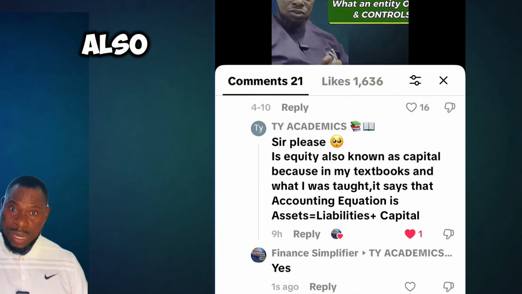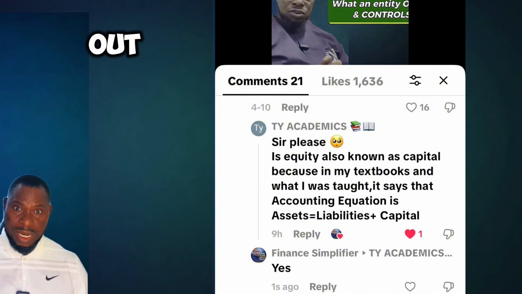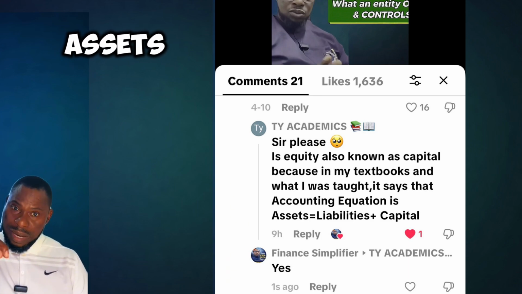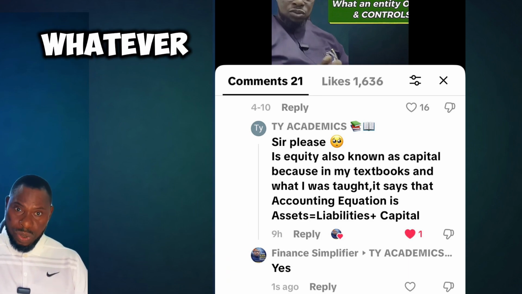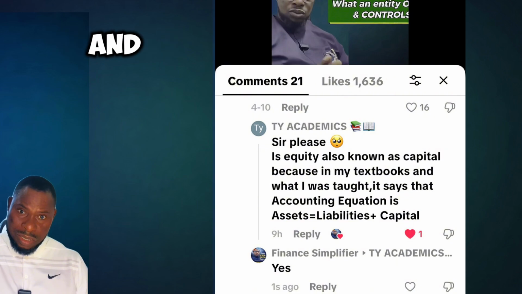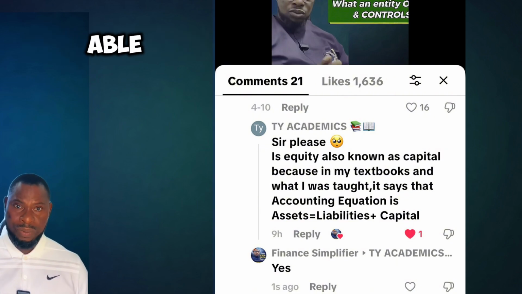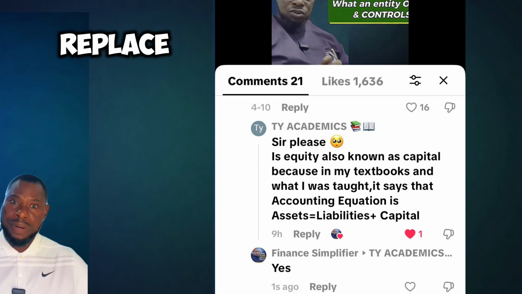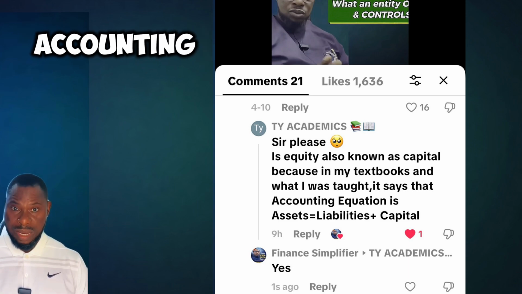Then it is also less dividend paid out, interest paid out. So we call it the residual interest. The asset less all the liabilities, whatever is left, that's the residual interest, and it belongs to the ordinary shareholder. So we call it equity. I hope you have been able to understand why equity replaces capital in the accounting equation.